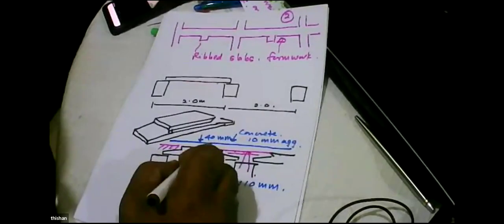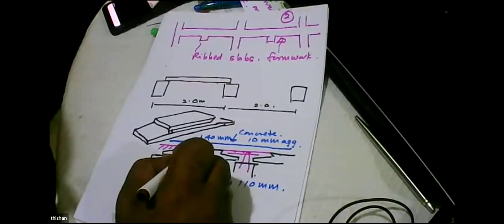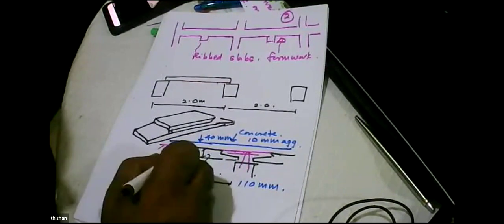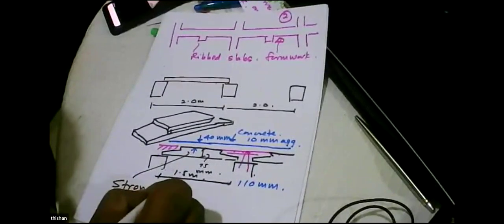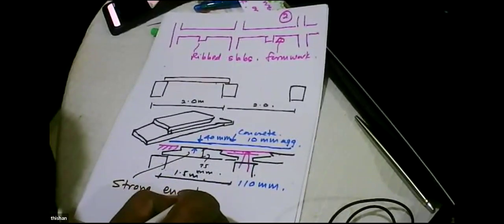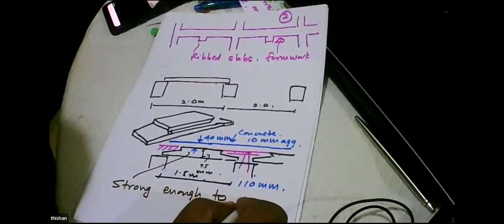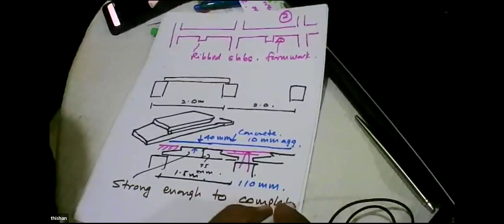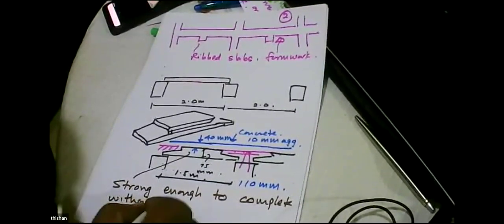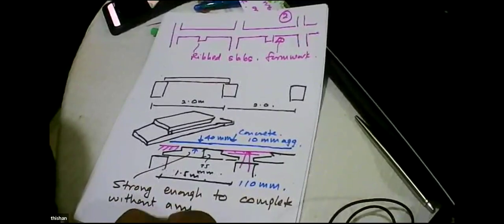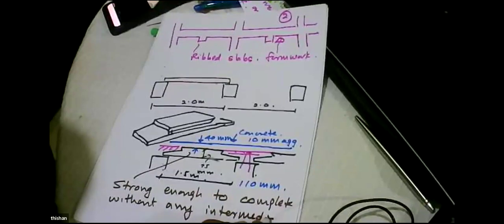Now, why we needed 75 millimeters was, this was strong enough to complete without any intermediate support.